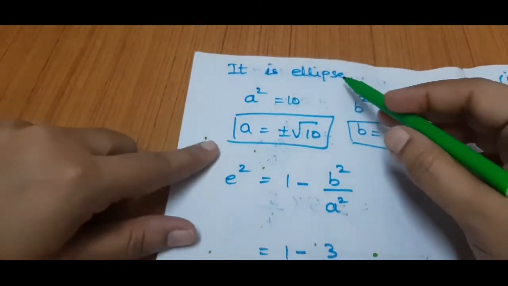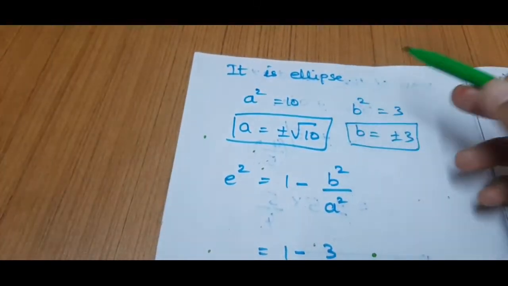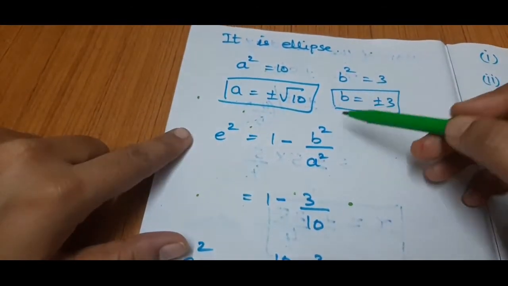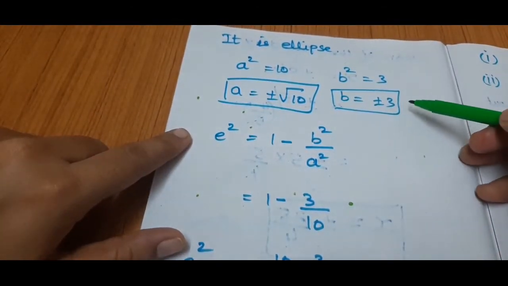It is an ellipse. a square is equal to 10, so a is equal to plus or minus root 10. b square is equal to 3, so b is equal to plus or minus root 3.